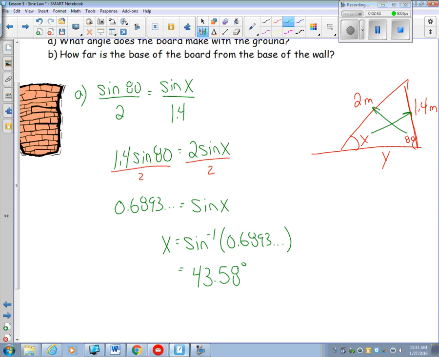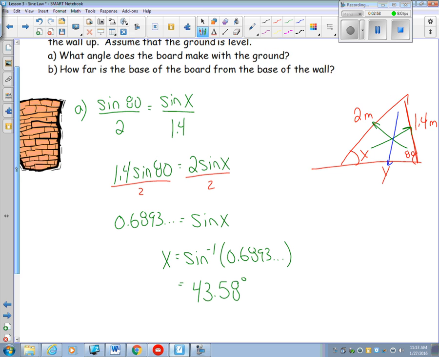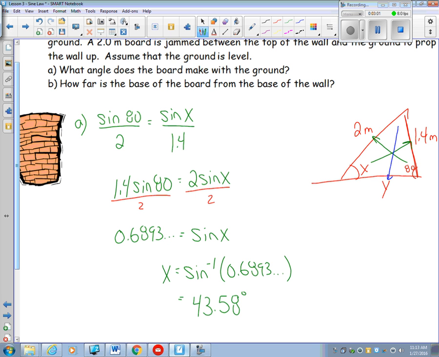Part B wanted us to figure out how far the base of the board is from the base of the wall. Wanted us to figure out y. Well, to find y, I need to know the angle that's opposite to it. And these two go together. Well, we're back to that idea that triangles add up to 180. We know x, we just solved that. So when I get the angle up here at the top, I can take 180 minus the 80 we know for sure, minus the x we just found, 43.58. And I'll be left with that angle at the top, the one that's across from y. And that angle is 56.42 degrees.